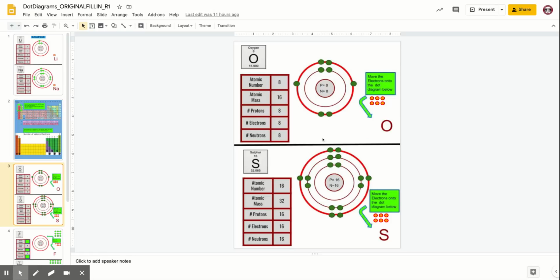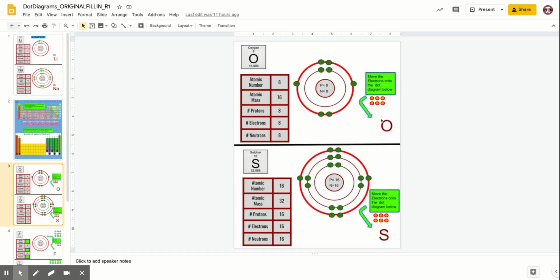So going to our little example here, you could see that we filled in some of the information. We put the green dots already on the Bohr model diagram. You'll do it for yourself, but then you'll notice that you have these red-orange dots. Those are your other electrons to go on the dot diagram. So don't forget you need to do this as well.